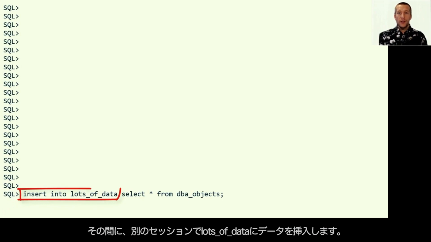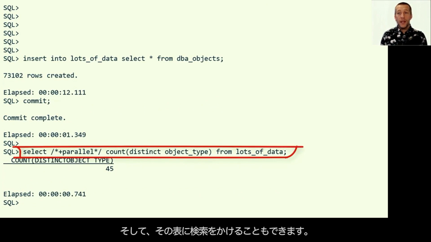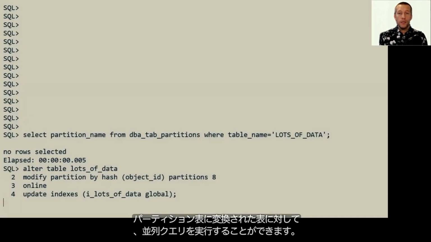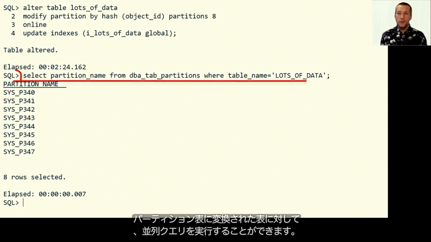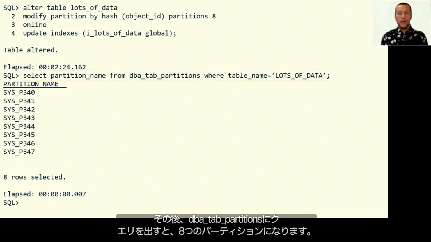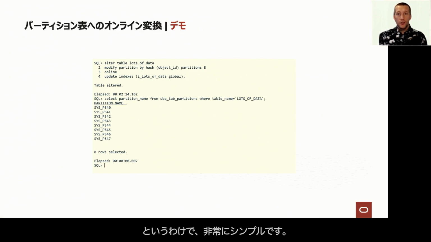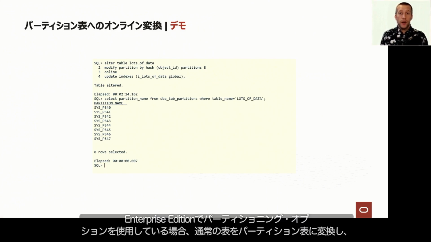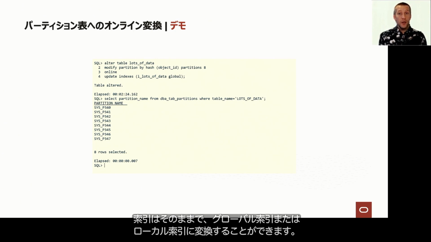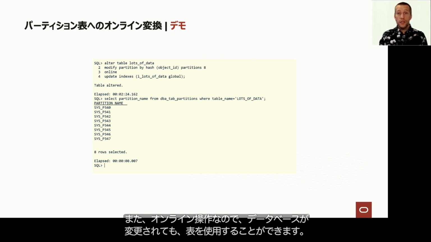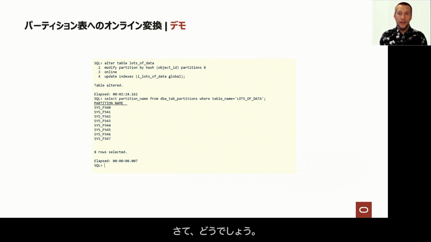While that happens, in another session, I'll insert some data into lots of data. And I can even query the table. I can do parallel query on the table while it's being converted to a partition table. And after that, when I query DBA tab partitions, I now have 8 partitions. So, very simple. If you're on Enterprise Edition with the partitioning option, you can convert your regular tables into partition tables. You can keep the indexes, convert them to either global or local indexes, and it's an online operation, so you can still use the table while it's being changed by the database. Now, how cool is that?